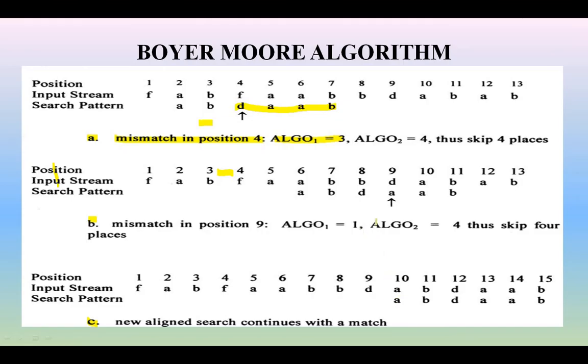So algo 1 is 9. After 9 is just 10. The difference between 9 and 10 is only 1. So algo 1 is 1.